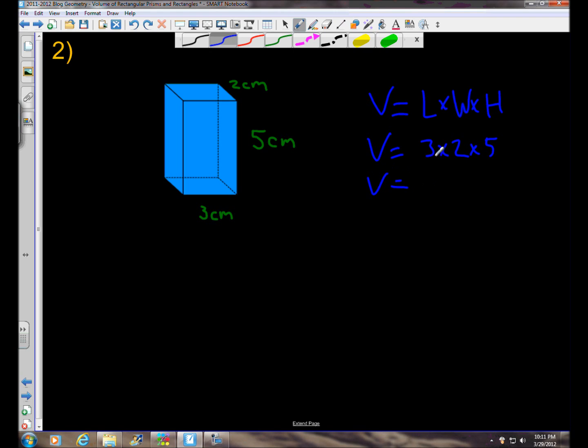And now we can multiply these. 3 times 2 is 6, and 6 times 5. I bet you know what that is. 6 times 5, it's one of our basic facts, and that would be 30 centimeters cubed, or cubic centimeters. It would take 30 cubic centimeters to fill up this rectangular prism container. Its capacity would be 30 centimeters cubed.